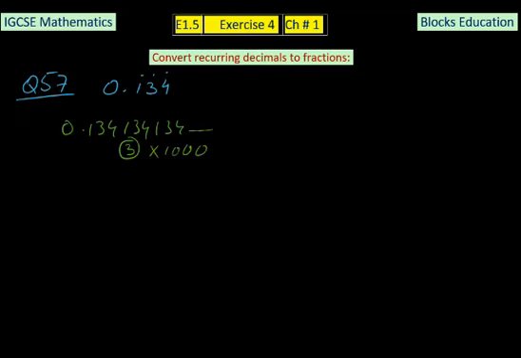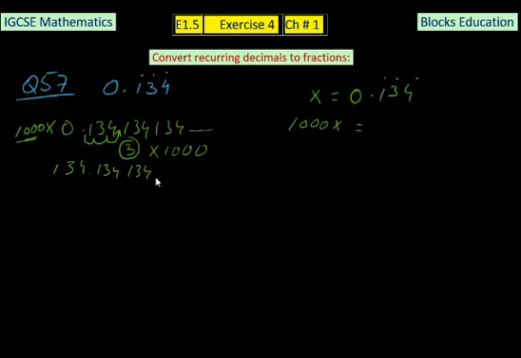First of all, let's put it in front of x. So x equals 0.134, 134 recurring, multiply with 1000 on both sides. So this is 1000x, and of course, once you multiply this with 1000, this decimal will move three places this time. So 1, 2 and 3, it will be here, so it will be 134.134, and so on. 134.134, and these are the recurring decimals.